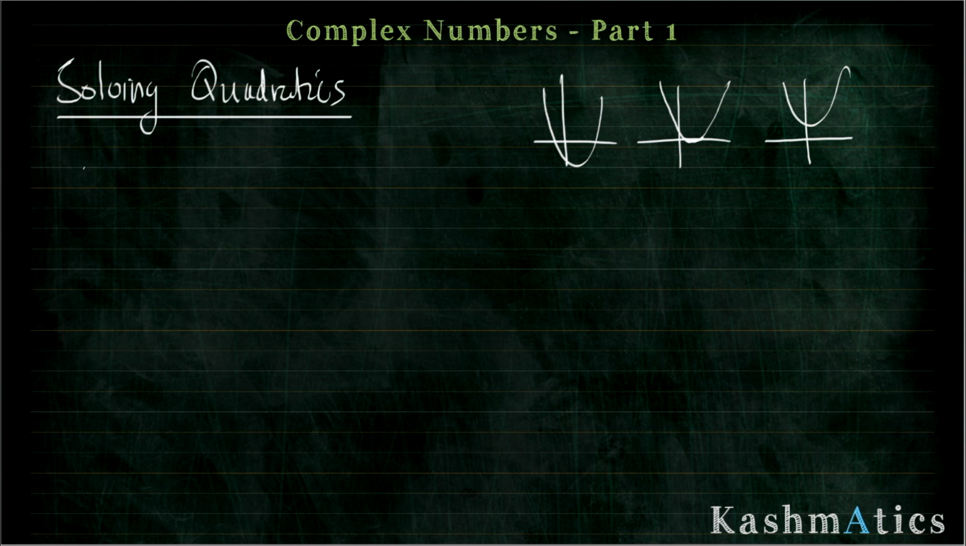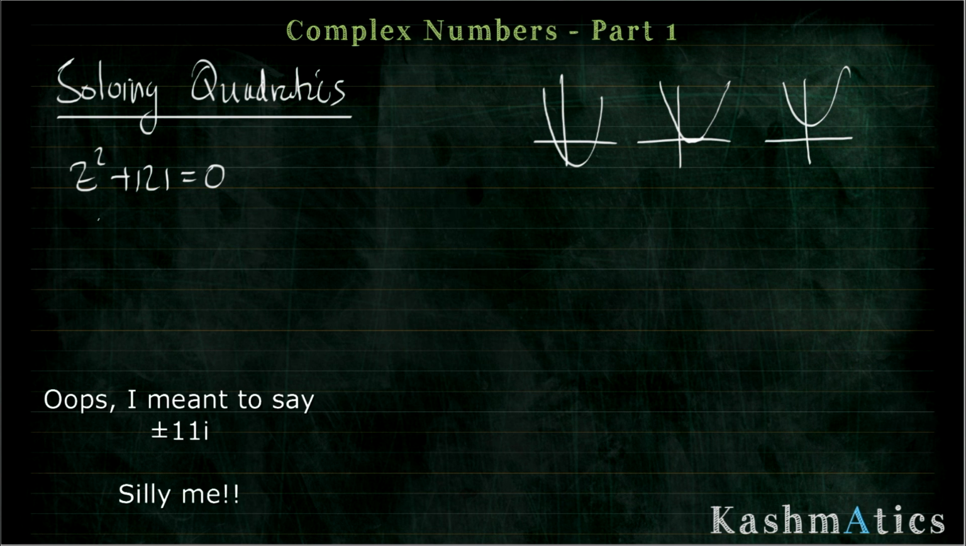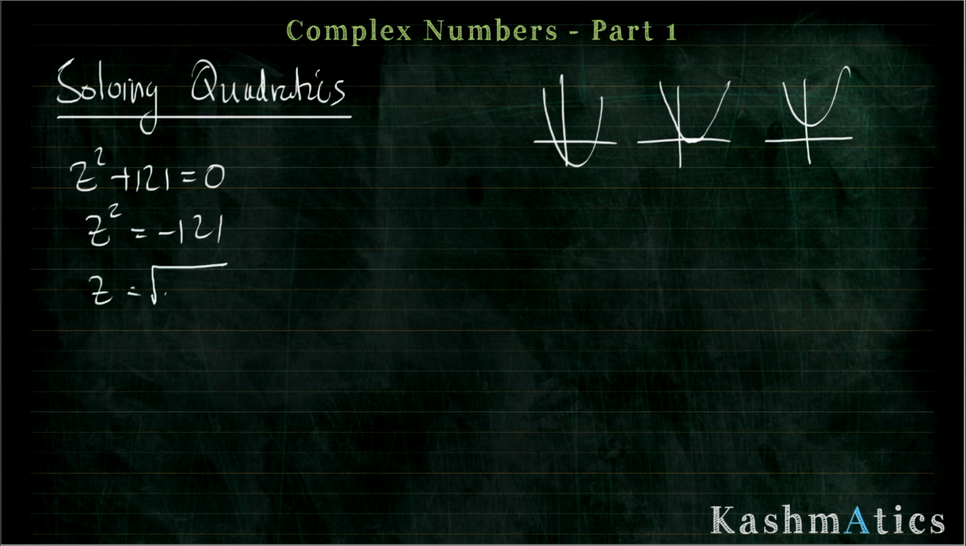So let's look at z squared plus 121 equals 0. If I plotted y equals z squared plus 121, it would look something like that. So we know this doesn't equal 0, not with real numbers anyway. But with imaginary numbers, we can actually solve it. z squared would equal minus 121, which means z is equal to the square root of minus 121, which is 11i.